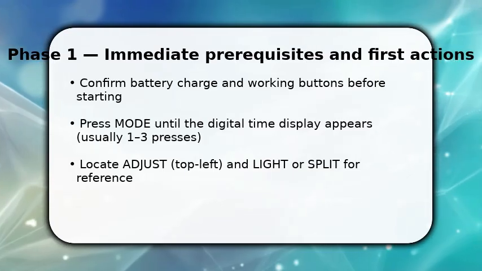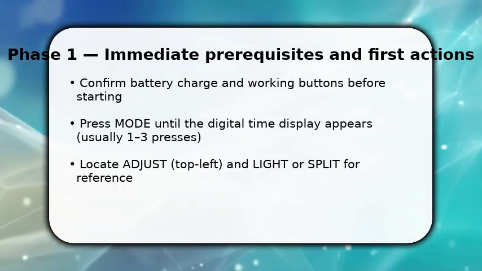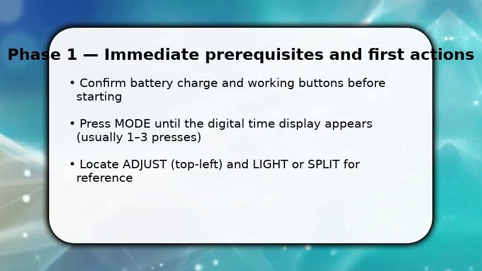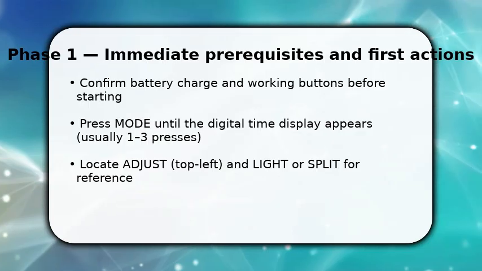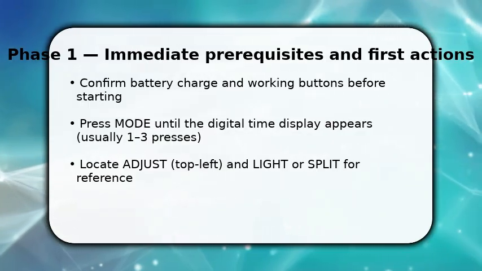You start by getting into time mode. Press Mode until the main time shows. This puts the watch into the correct register. Once there, make sure Adjust is free. You will use it to enter the settings screen. If buttons stick, clean or dry them now because you cannot change formats with a stuck key.